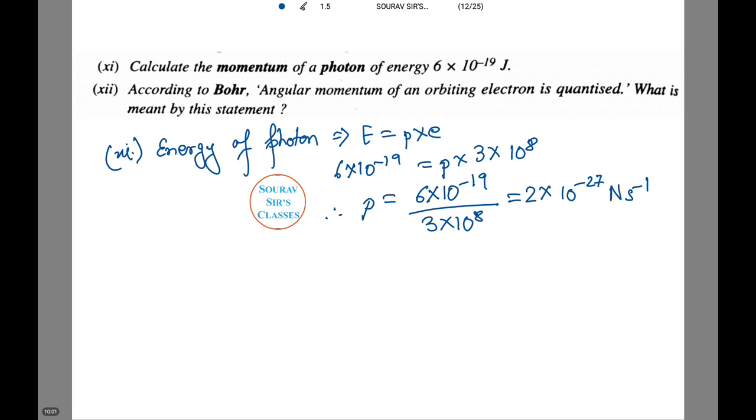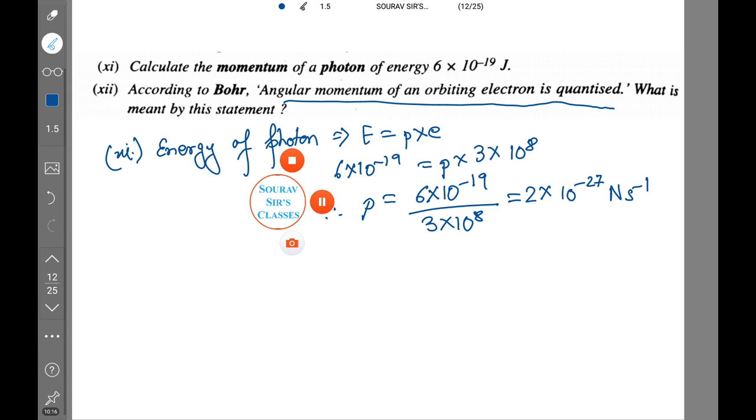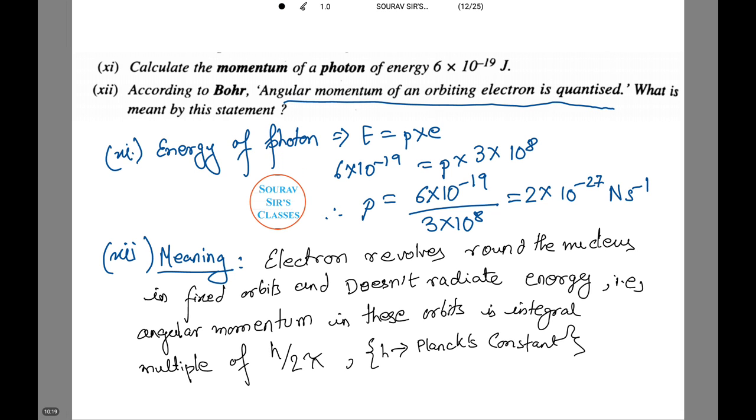Newton second. Now in the next question we are asked, according to Bohr, angular momentum of an orbiting electron is quantized. What is meant by this statement? The meaning is that the electron revolves around the nucleus in fixed, that is quantized, orbits, and does not radiate any energy. In this, the angular momentum in these orbits is always an integral multiple of h by 2 pi, where h is Planck's constant.